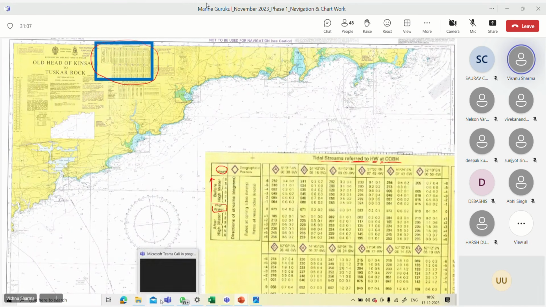Okay. Then the tidal stream directions are given in degrees and the rates are given in knots. For the rates, two values are given, one for spring tide and another for neap tide. Okay. So in the first column here, you'll have the directions when you study it.